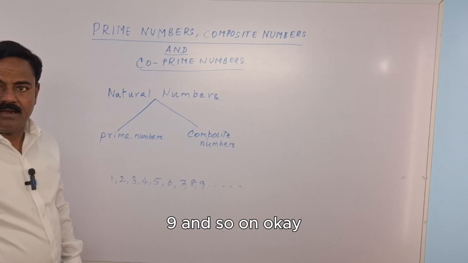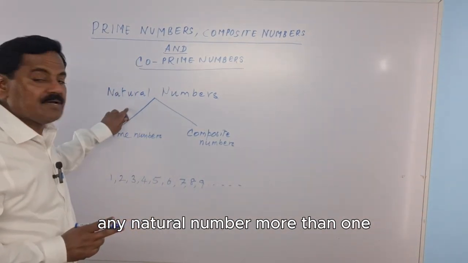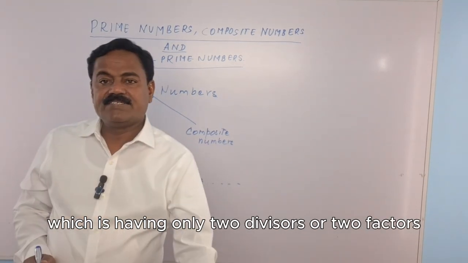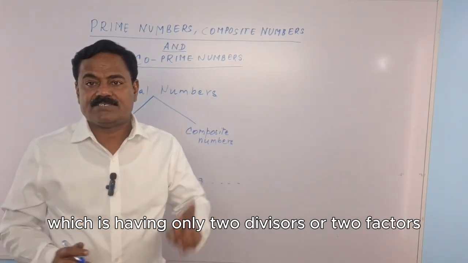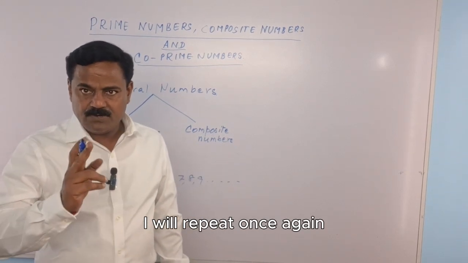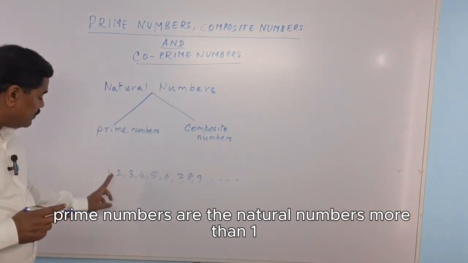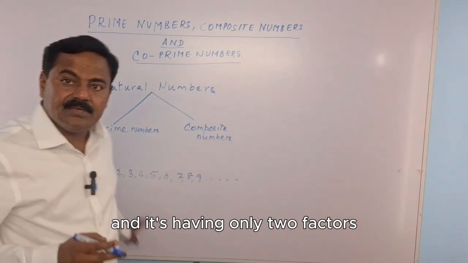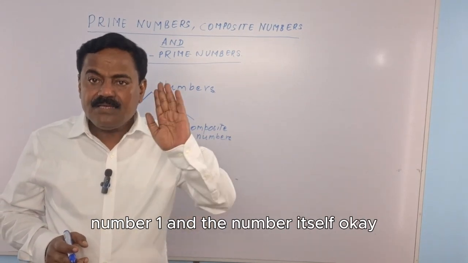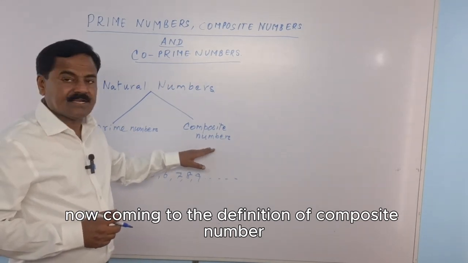and so on. Now, the definition of a prime number says: any natural number more than 1 which has only two divisors or two factors, the number 1 and the number itself. I will repeat once again. Prime numbers are natural numbers more than 1 having only two factors, the number 1 and the number itself.